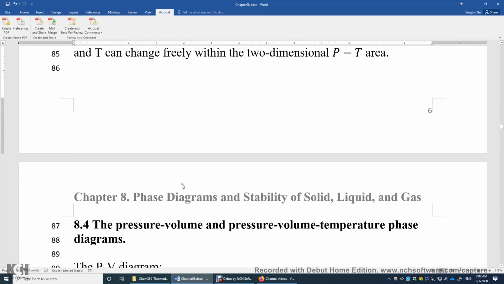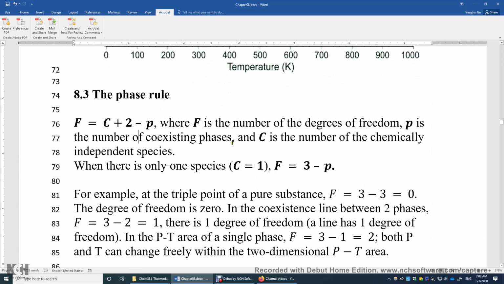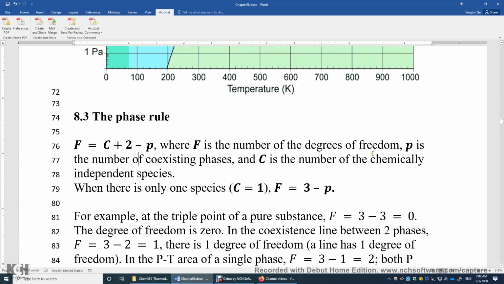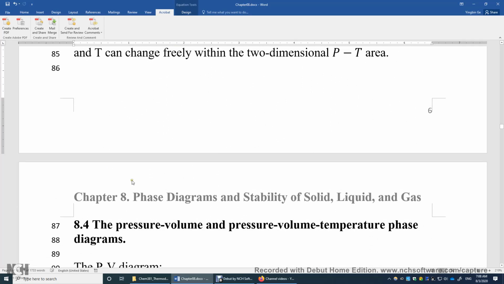Alright, so that's 8.3. But again, this could be confusing. Chemically independent species: if you can write one chemical equation between the involved species, you need to subtract this C by 1. The degree of freedom will also be reduced by 1. So that's 8.3.